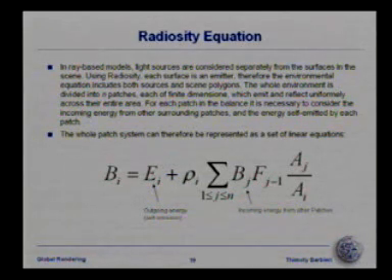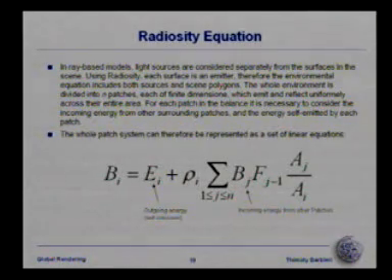The whole patch system can therefore be represented as a set of linear equations. So the radiosity for patch number i is given by the outgoing energy, the self-emission of each patch. This is very high in light sources. In a patch which belongs to a light source, while it could be nil in a patch which is not emitting anything because it's not a light source. But basically, plus the incoming energy from other patches.